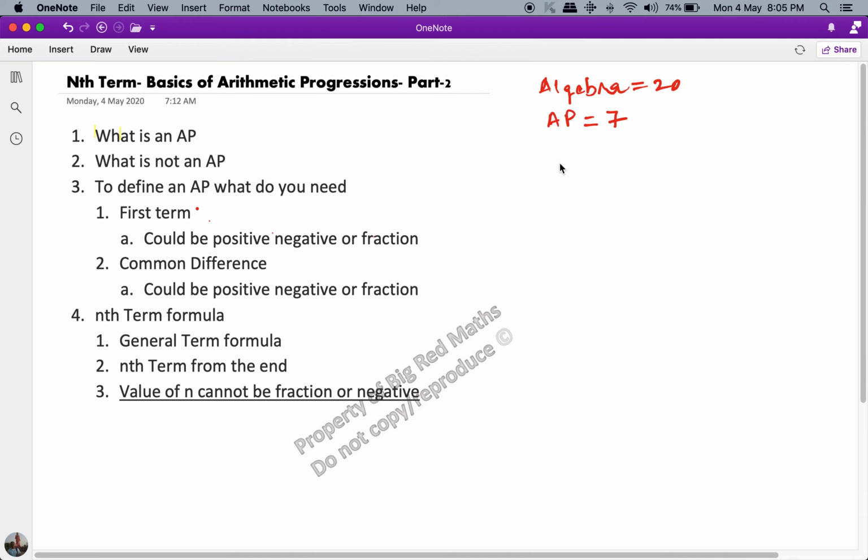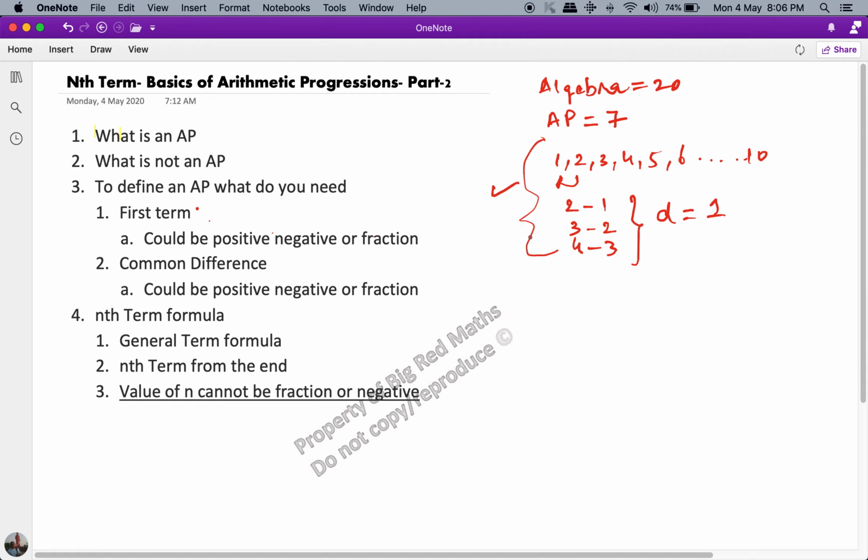If I write 1, 2, 3, 4, 5, 6, and so on, till 10, this is an arithmetic progression, because the moment you subtract two consecutive terms, that is 2 minus 1, or 3 minus 2, or 4 minus 3, the difference is always the same, which is denoted by D and is equal to 1. So this is an AP.